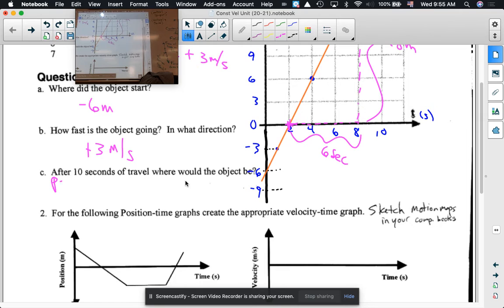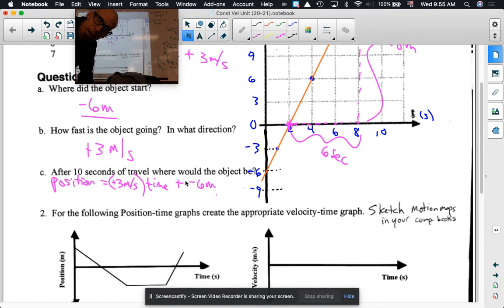So I would say that position equals 3 meters per second, probably should keep it positive, times time plus -6 meters. Again, negative 6 meters because we know that's the y-intercept, and so that goes in for my b. That's my equation. But they want to know after 10 seconds. So after the 10th second, where is the object?